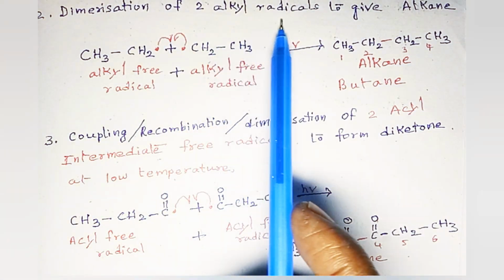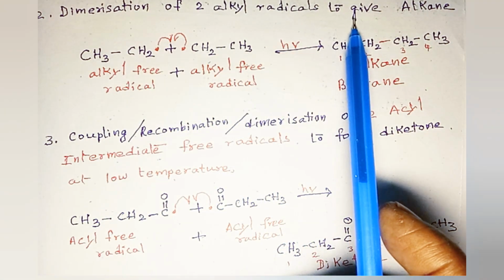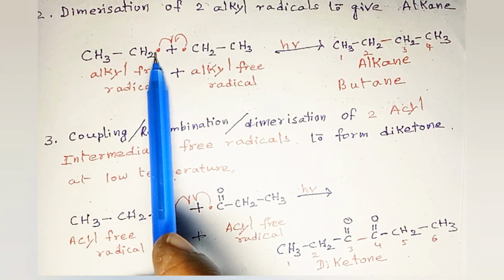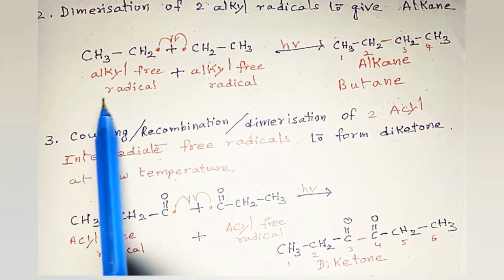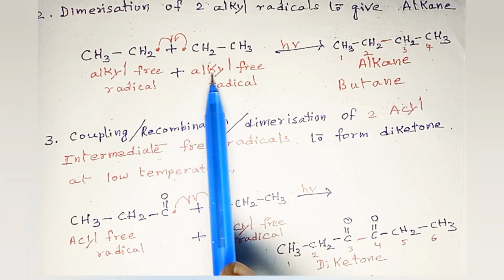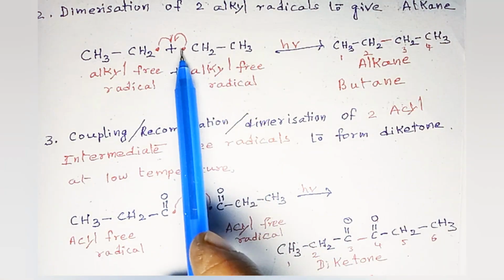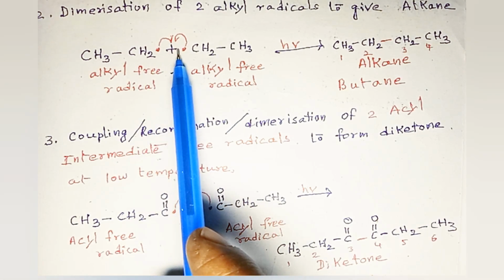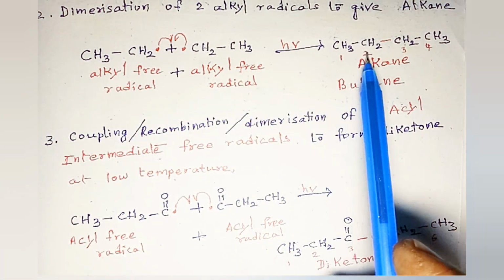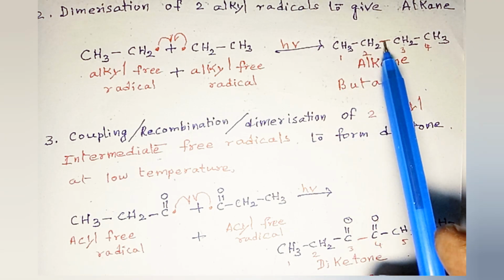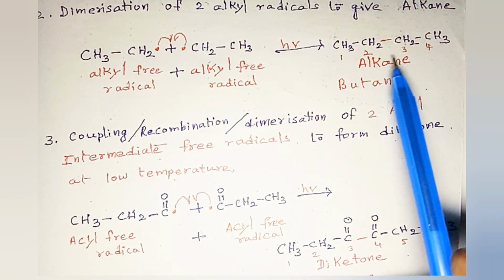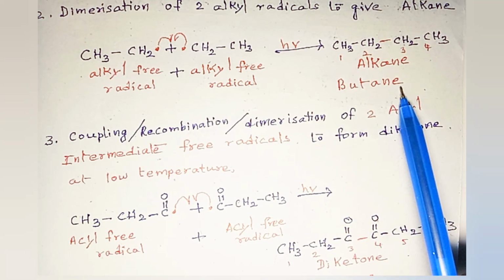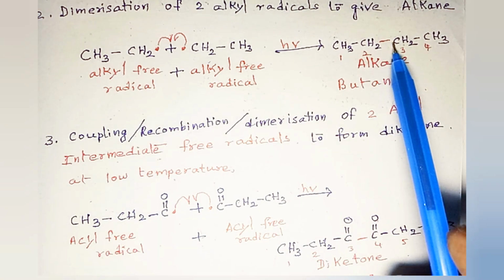Dimerization of these two alkyl radicals gives us an alkane. The CH3CH2 radical, which is an alkyl free radical, combines with another alkyl free radical, CH2CH3 radical. These two radicals will come together to form a new bond, forming CH3CH2 single bond CH2CH3, which is an alkane. In this case it is butane. That new bond is represented by red ink.